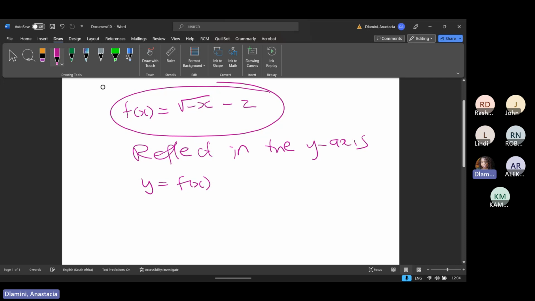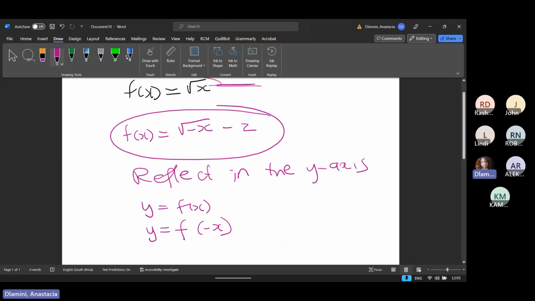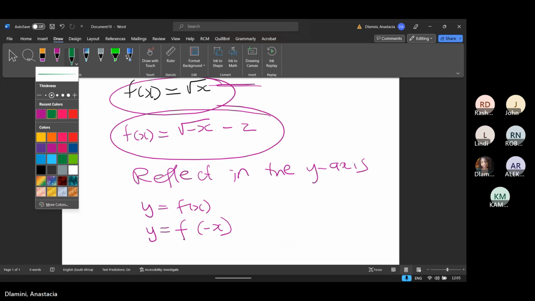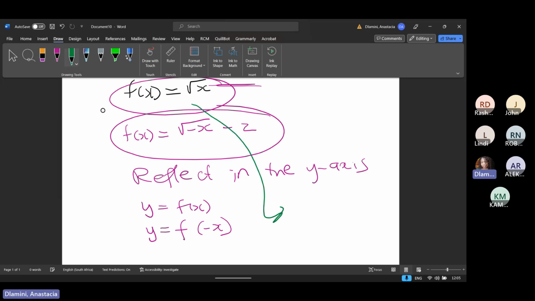And in the previous video, if you are reflecting about the y-axis, you're just saying negative x. Where you see x, you put negative x. So from the parent function that we have, this graph here, where we see x, we put negative x. Let's call this h of x. So this becomes the square root of negative x. But they say we also move 2 units downwards. So we'll just minus by what? By 2. So this graph becomes y equals the square root of minus x, minus 2.